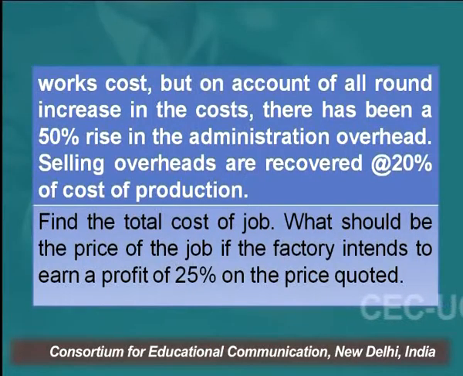Selling and distribution overheads are recorded at 25%, 20% on cost of production. So, these are the rates at which we have to charge administrative overheads and selling and distribution overheads. So, these are the facts. On the basis of these facts, we have to find out the cost of the job and what should be the price of the job if the factory intends to earn a profit of 25% on price quoted.